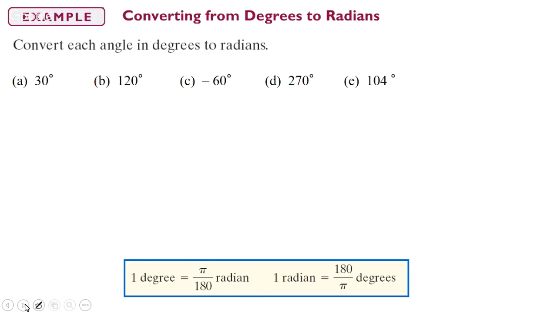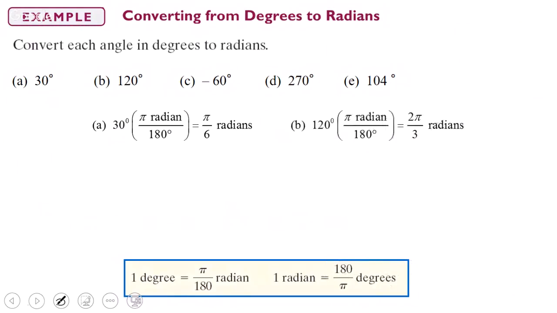For instance, 30 degrees. Well, 30 degrees, if I multiply by pi over 180, well, 30 goes into 180 6 times, so it's pi over 6. You just reduce the fraction. For letter B, 120 degrees, well, multiply that by pi over 180. 120, well, 60 goes into both of them. 60 goes into 120 2 times, and 60 goes into 180 3 times. So you have 2/3 pi. So it's fractions of pi. Negative 60 degrees, well, if it's negative, it stays negative.